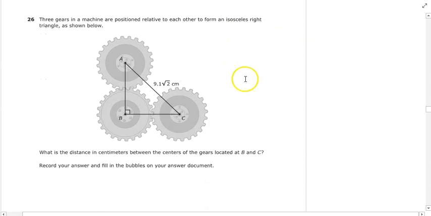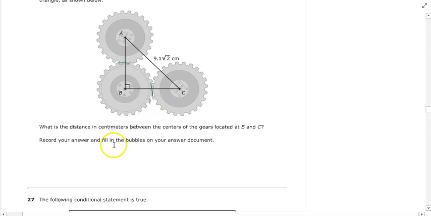All right, 26 says 3 gears in a machine are positioned relative to each other to form an isosceles right triangle. So isosceles means 2 congruent legs. So these two pieces are going to be congruent, shown below. What is the distance in centimeters between the center of the gears located at B and C?